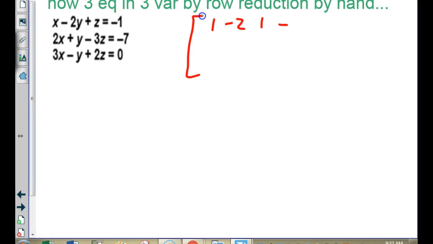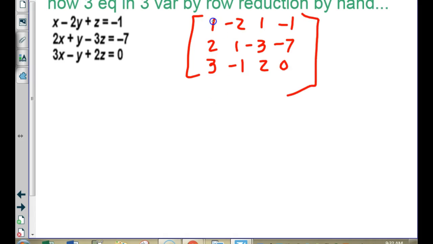1, negative 2, 1, negative 1, 2, 1, negative 3, negative 7, 3, negative 1, 2, 0. The goal was to get a 1 here and use it to eliminate both of these. Okay. Actually, I think I will add these two together. Nah, I'm just kidding. I'm going to do what I'm supposed to do so I don't do something weird here.